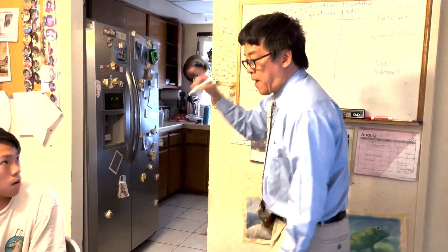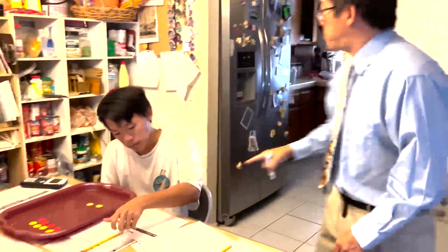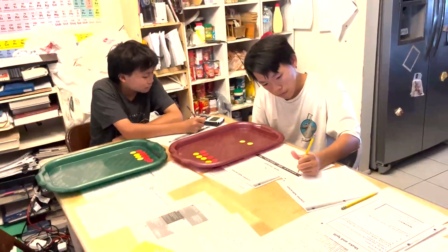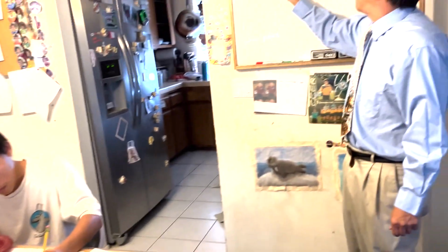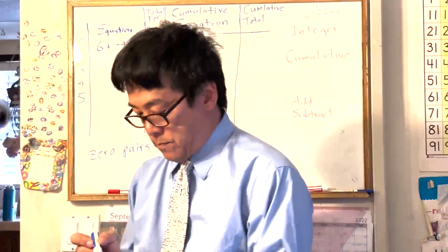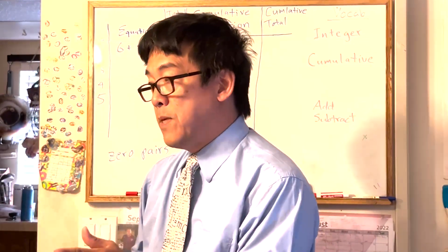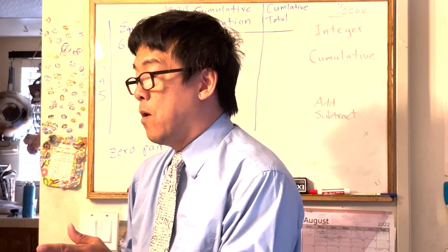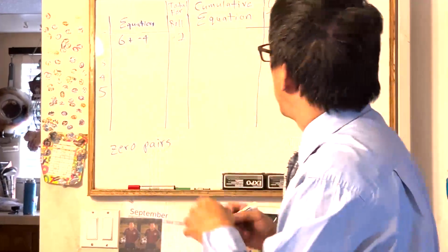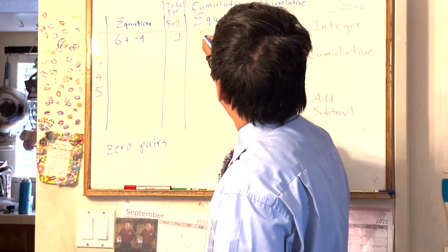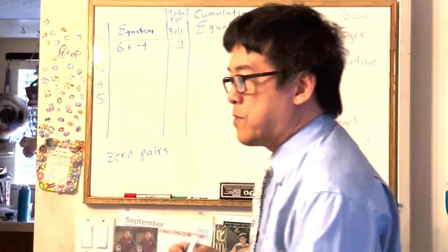So could you write that on your Shake and Spill sheet in the second column where it says equation: 6 plus negative 4, and for the total is positive 2. Now Jaden, yours is going to be different, right? So we're going to do your equation next. So we have 2, and then for the first, there's no cumulative equation.